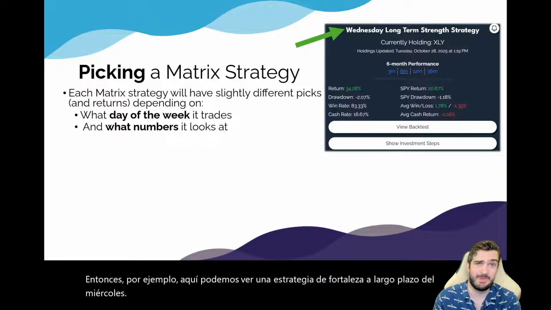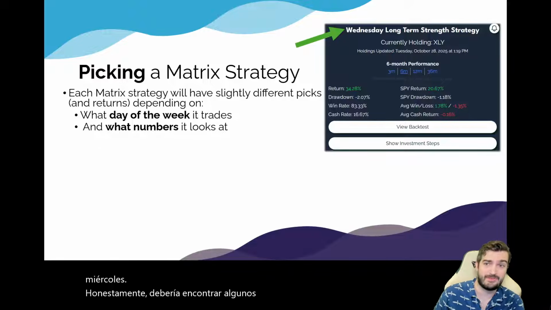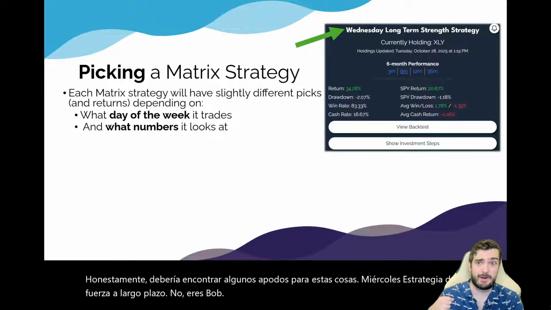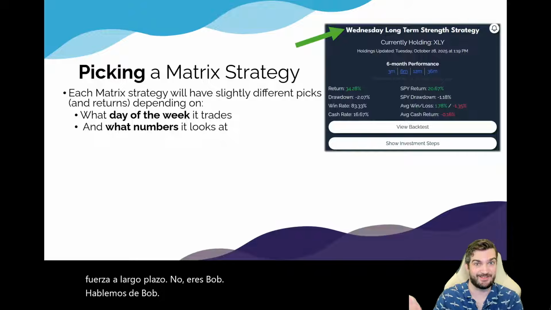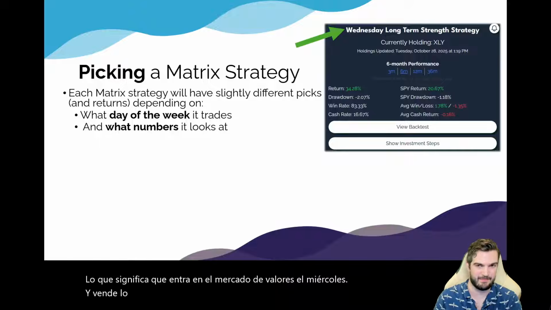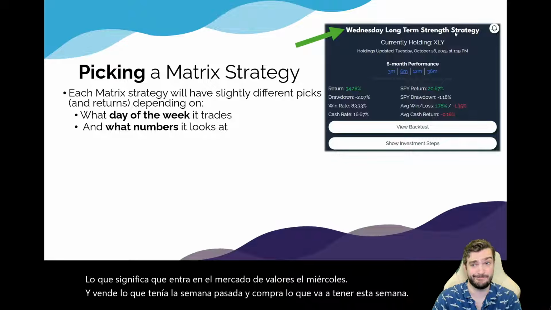Honestly, I should just find some nicknames for these things. Wednesday long-term strength strategy. No, you're Bob. Let's talk about Bob. Bob trades on Wednesdays, meaning it goes into the stock market on Wednesday and it sells what it was holding last week and buys whatever it's going to be holding this week. What it's holding this week is XLY.